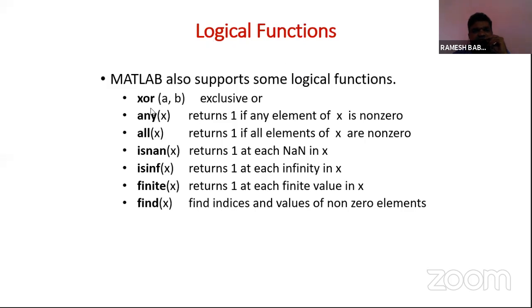So logical functions: any, all, and here we can see XOR, the exclusive or. Any returns 1 if any element of X is non-zero. All returns 1 if all the elements of X are non-zero. So this will return 1 at each NaN. So isinf is infinity. So these are the infinities. It returns 1 if X is infinite, and isfinite will return 1 for each finite value. The find function will find the indices and the values of the non-zero elements in the matrix.